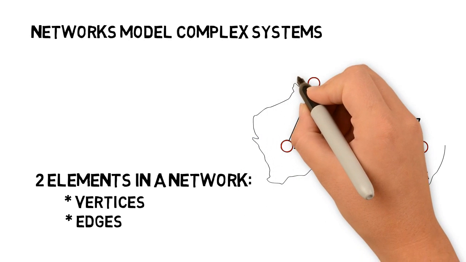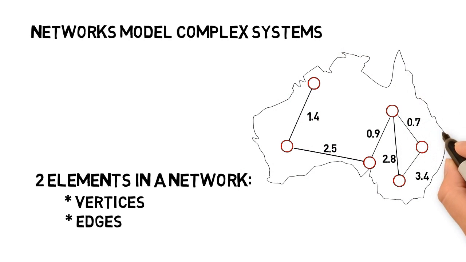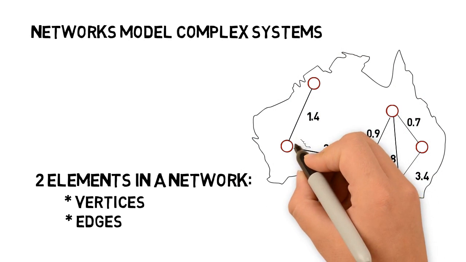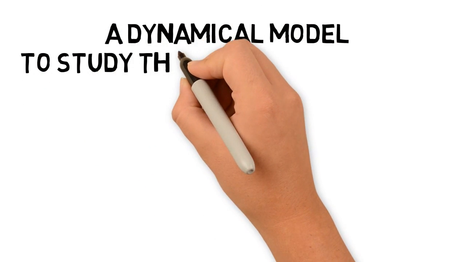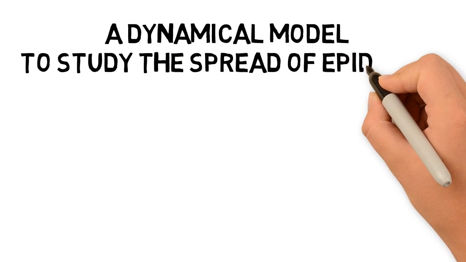For example, in this aerial transportation network, the vertices are cities, the edges are flight routes, and the weight of the edges represent the frequency of flights. On top of the network structure, we can apply a dynamical model. This enables us to study domains which change over time, such as the spread of epidemics.